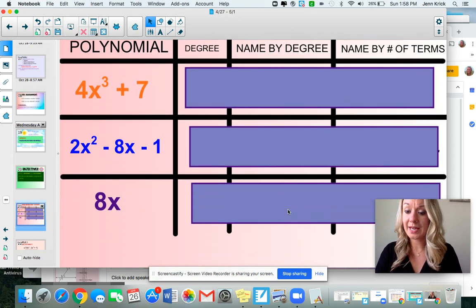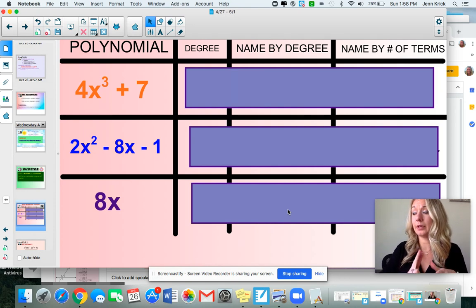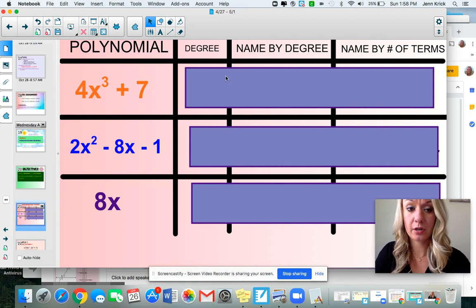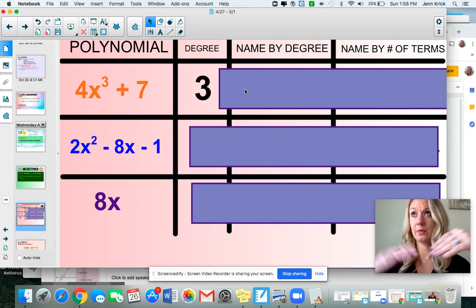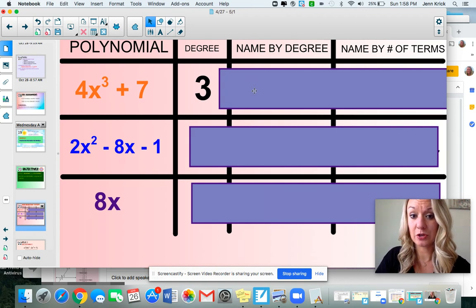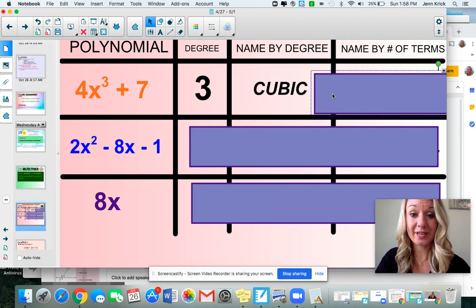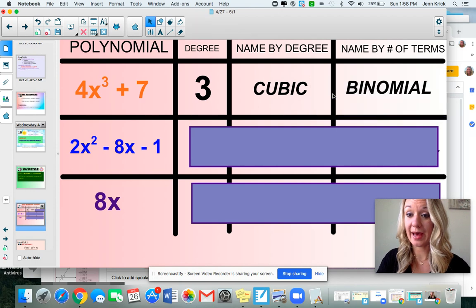Remember that we can name polynomials by identifying the degree, and we can name them based on the number of terms. So we've got 4x to the third plus 7. We know the degree is 3 because that's the highest exponent that we see. The name using the degree: I start with constant, linear, quadratic, and then if it's 3, it's going to be cubic. Because there are only 2 terms, that would be a binomial, bi meaning 2.